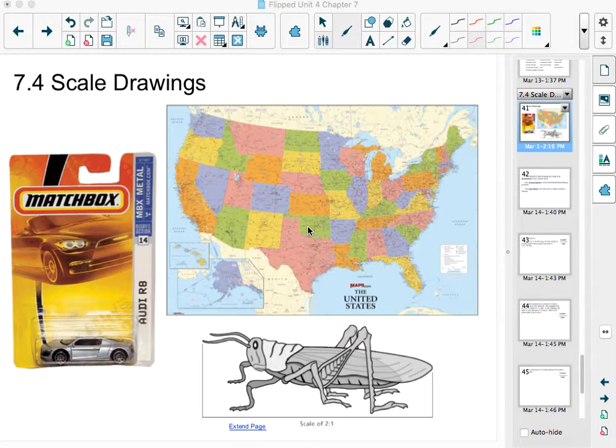Okay, this is our video for Chapter 7, Lesson 4. This lesson is called Scale Drawings, but really it should be called Scale Drawings and Scale Models. Here I have a couple examples of scale drawings or scale models.